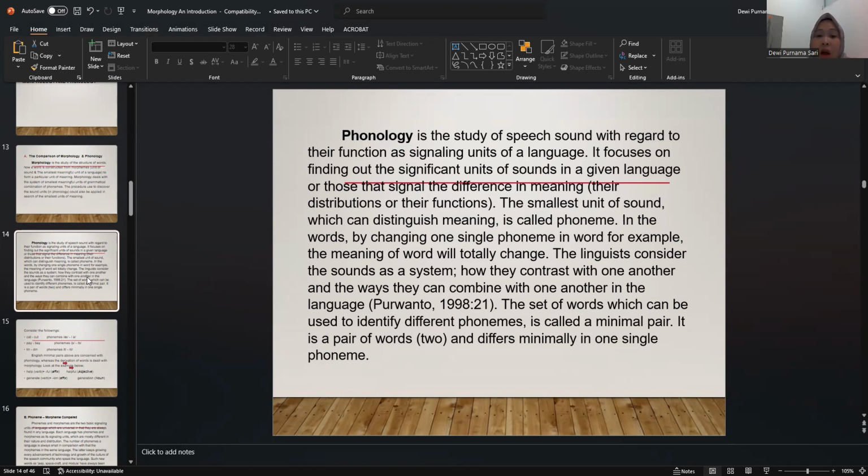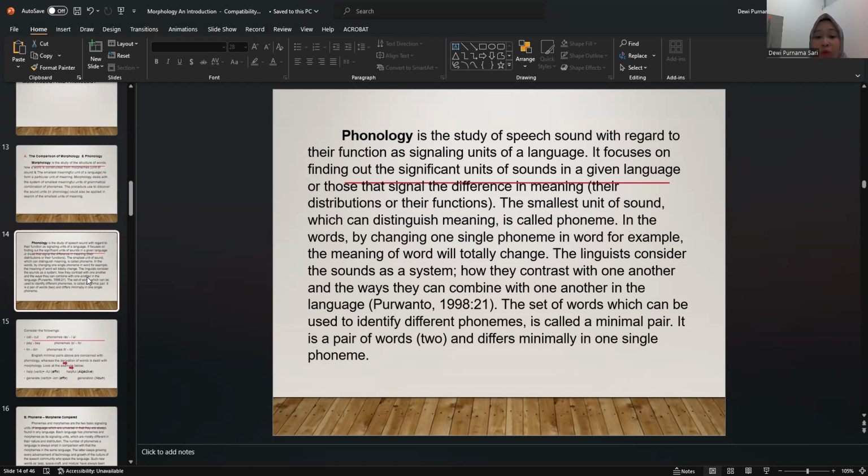In other words, by changing one single phoneme in a word, for example, the meaning of the word will also totally change. The linguists consider the sounds as a system, how they contrast with one another, and the ways they can combine with one another in a language, as stated by Purwanto.